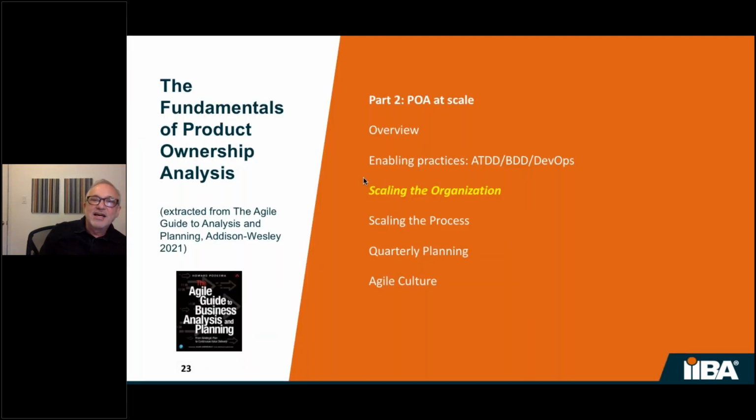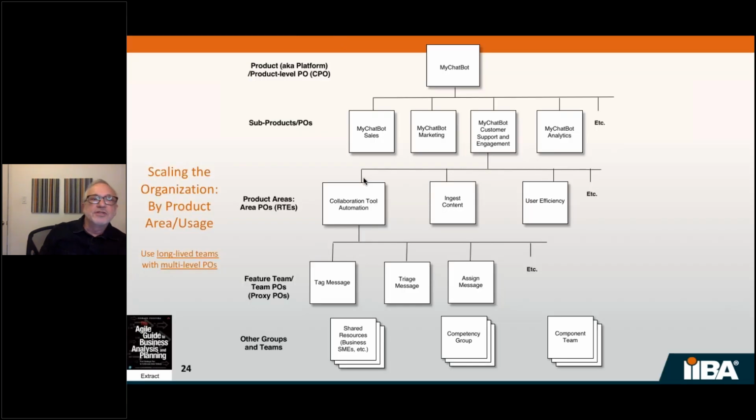So having said that, we'll want to take just a few minutes giving you a sense for what it means to scale the organization along with these ideas, and to scale the process, a little bit about planning and culture. So this is an example of a possible, typical scaled organization. What you're seeing here is that each of these boxes represents an organizational unit. They're big units until you finally get down to where it says feature team / team POs, where we're now down at the team level.